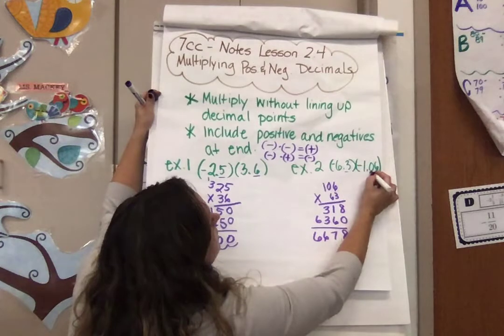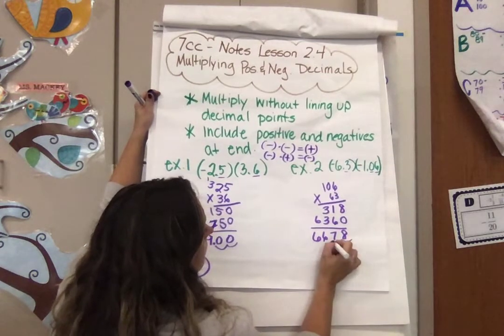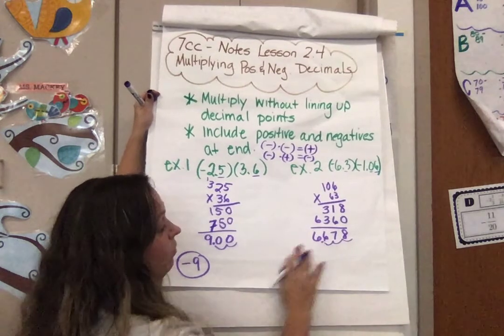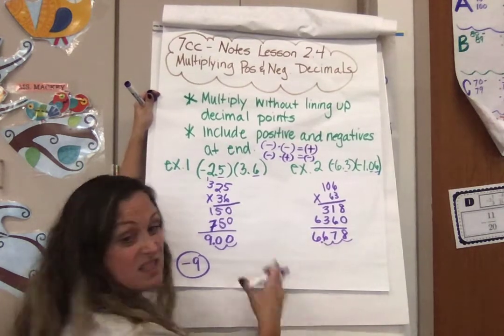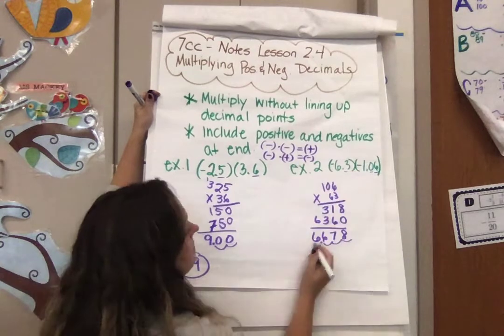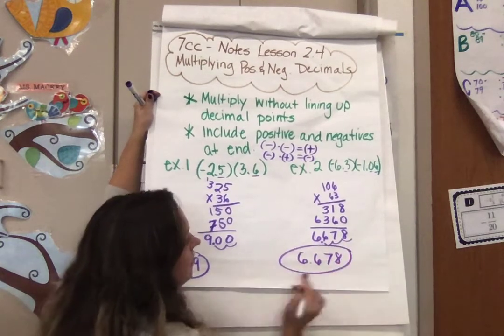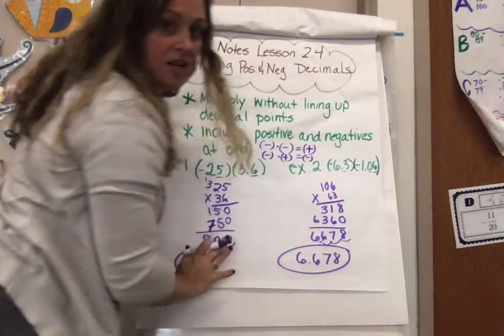But then 1, 2, 3 numbers are behind my decimal point. So 3 numbers are behind my decimal point. That's about 6 times about 1, so I know my answer is about 6. Negative times negative is a positive. So my final answer is this. Again, checking my work for computation error.